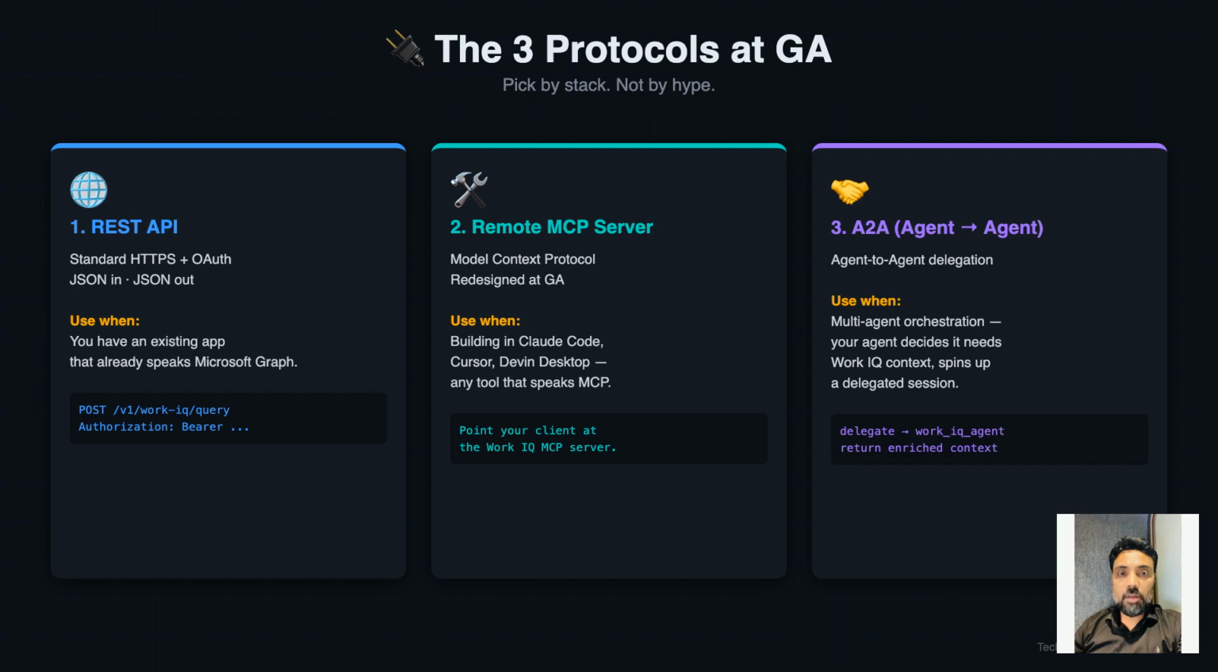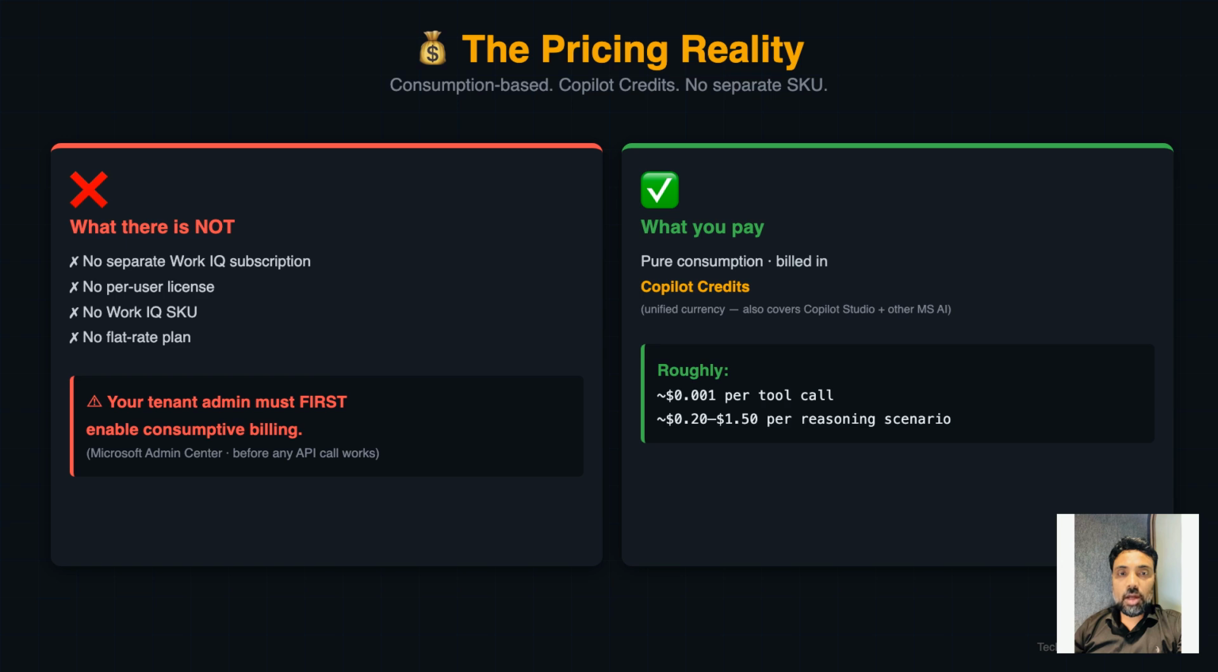Now the pricing, because this is what most people get wrong about Work IQ. There is no separate Work IQ subscription. There is no per-user license. There is no Work IQ SKU at all. The model is fully consumption-based. You pay through Copilot Credits, Microsoft's new unified consumption currency that also covers Copilot Studio and other Microsoft AI services.